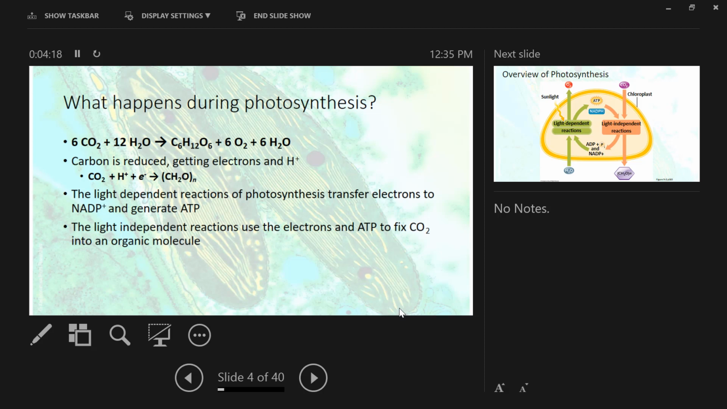Yeah. But isn't that kind of not true because it needs the light dependent to be able to be light independent? Well, I mean, I suppose you could look at it that way.